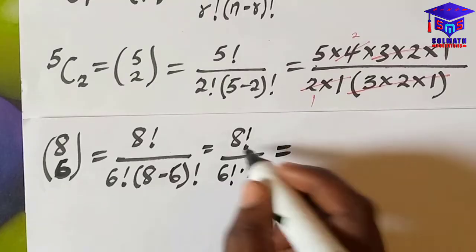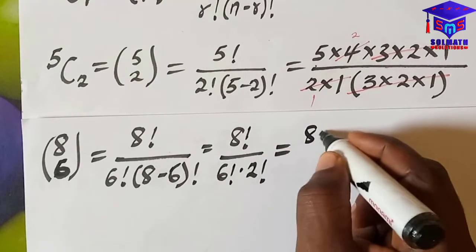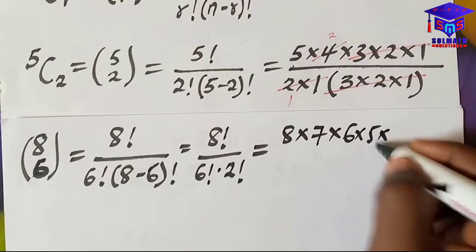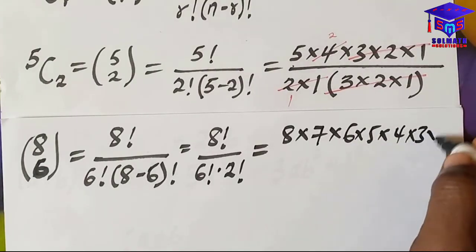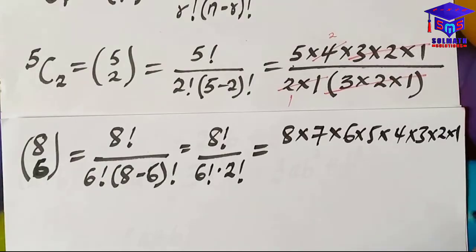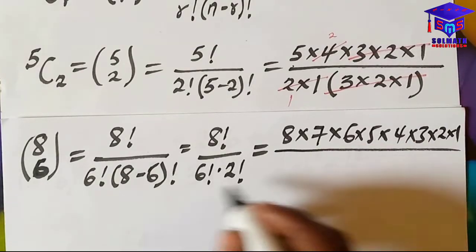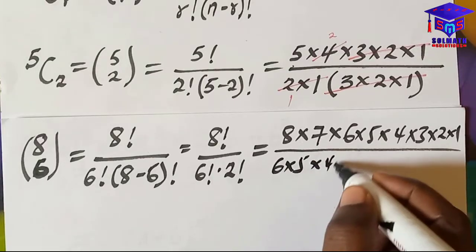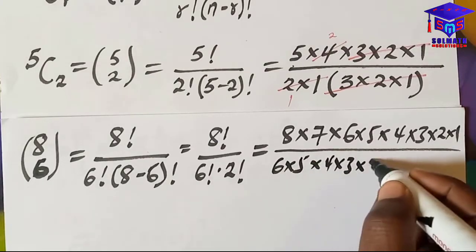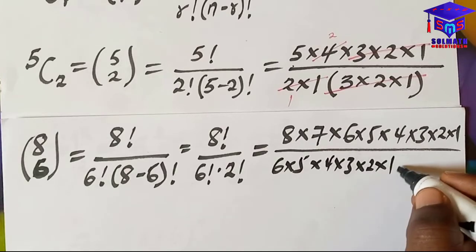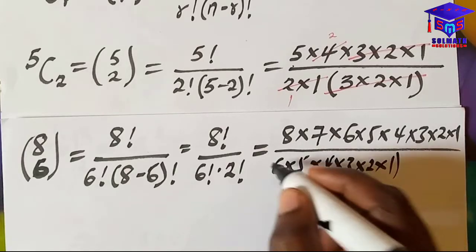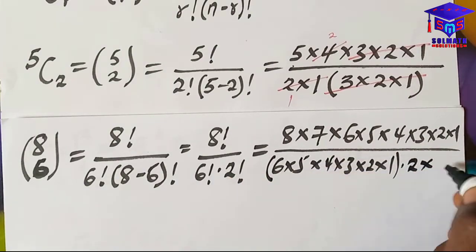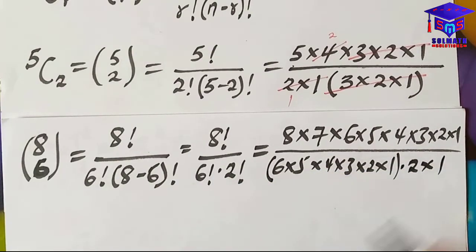So this will be equal to 8 factorial, which is 8 times 7 times 6 times 5 times 4 times 3 times 2 times 1, all over 6 factorial, which is 6 times 5 times 4 times 3 times 2 times 1, and then all this times 2 factorial, which is 2 times 1. Is that right? Good.